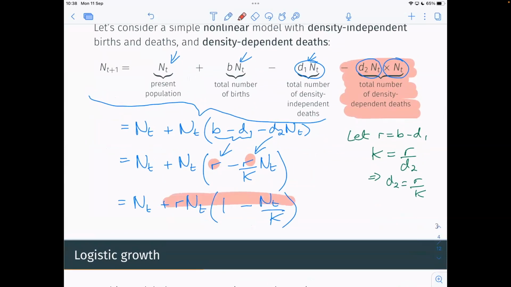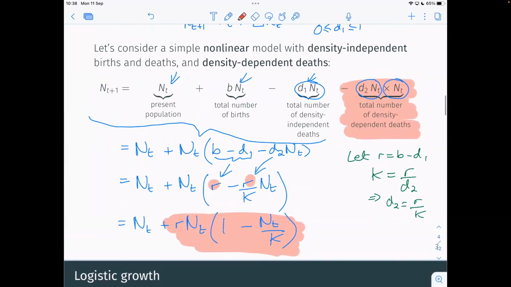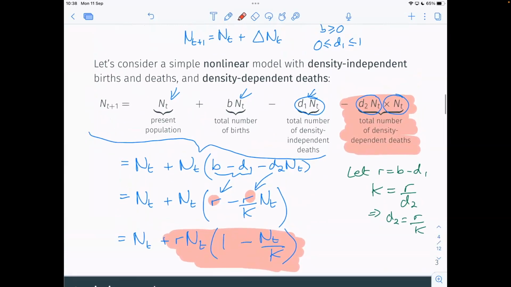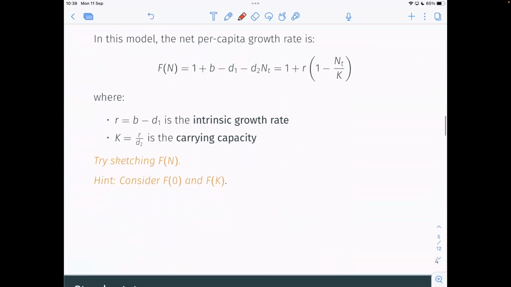And this form here is usually how you'll see a logistic growth model written. Sometimes it just jumps straight to this in like a textbook. And it's not necessarily clear where this R and this K come from. What are their actual meanings? I'll talk about this in a moment. But here is showing how they're derived from the idea of just births, density-independent deaths, and density-dependent deaths. Okay, any questions so far? Nope. Okay, so why have we written it in this way?